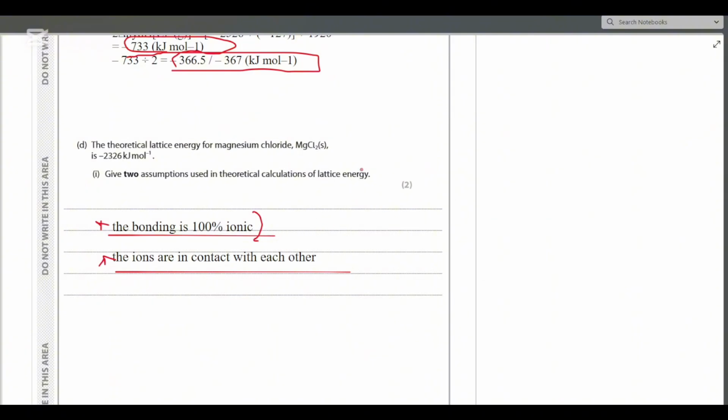There are some covalent characters as well, which cannot be avoided, and ions in real time are not in contact with each other, to be honest. But since they said assumptions, which are only found in ideal scenarios, we can basically assume these are the 2 things that must be in an ideal scenario.